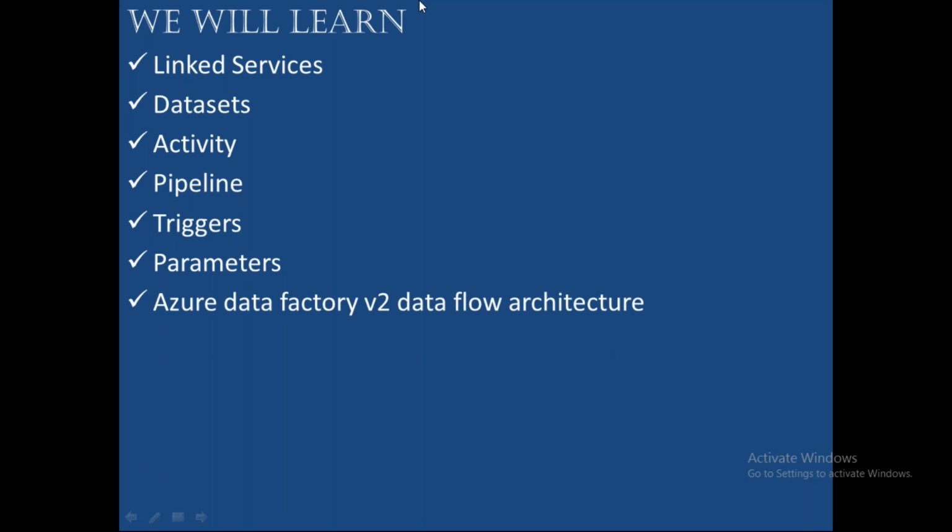In this session, we will learn what is a linked service, what is a data set, what is an activity, what is a pipeline, what are triggers, and how many triggers we have. Next we are going to discuss something called parameters. Then we are going to see the Azure Data Factory data flow architecture. You will get the data flow architecture with the help of all these concepts, and you are going to use all these components in your architecture. Before we look into our architecture, we will see what these components are exactly, why we are using linked services, why we are using data sets, all those things.